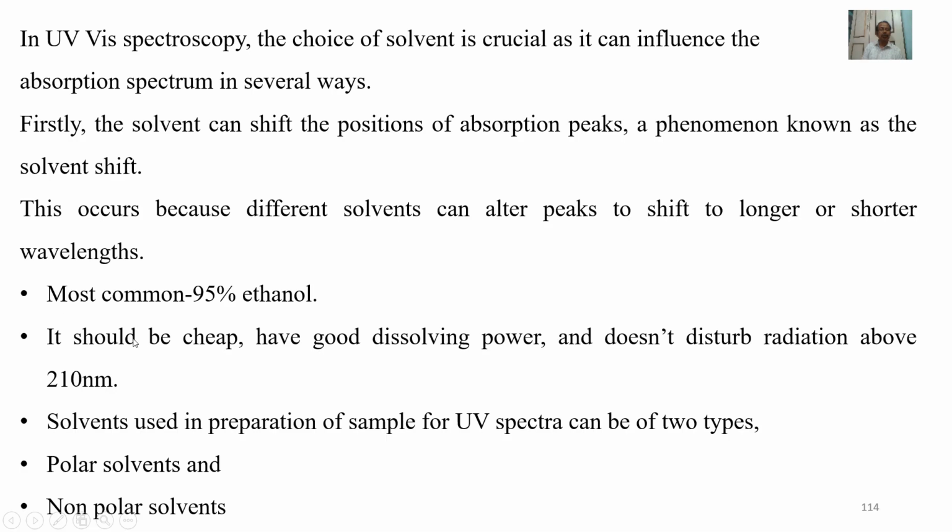Most commonly, 95% ethanol. It should be cheap, have good dissolving power, and not disturb radiation above 210 nanometer. Solvents used in preparation of sample for UV spectra can be of two types. One is polar solvents, the other one is non-polar solvents.